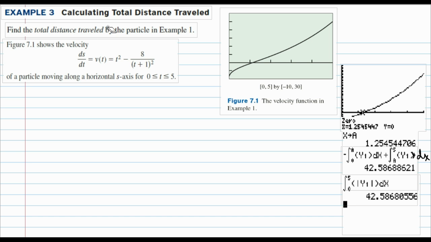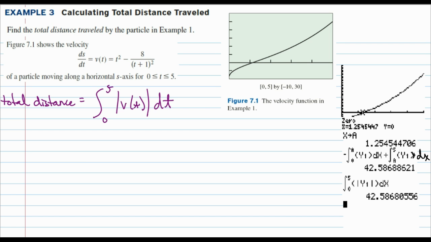So if I want to find the total distance traveled by a particle whose velocity curve is this one, as you might imagine, it's going to be the antiderivative between 0 and 5 seconds of the absolute value of v of t dt. Now, of course, that's easy to do in one step with our calculator, but I'm going to take the opportunity here to show you a little trick.